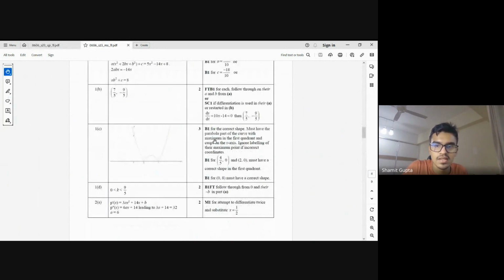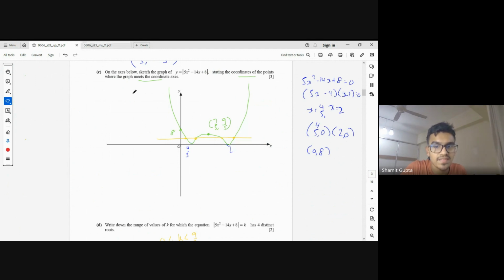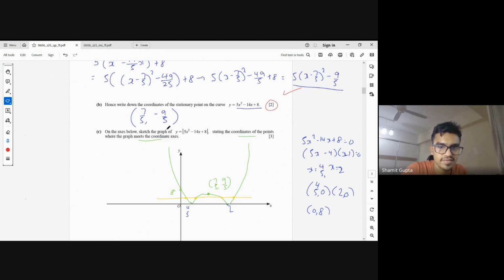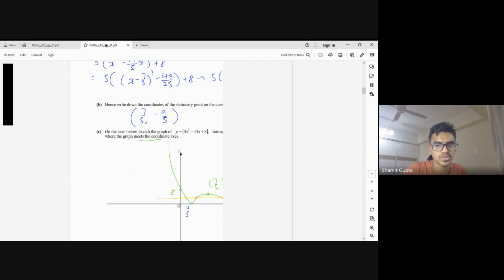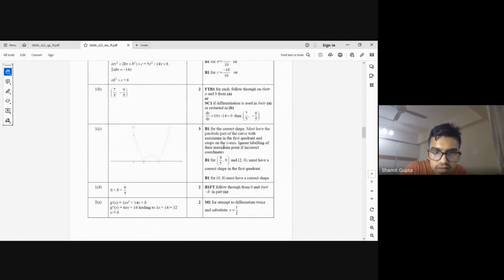A graph like this. Correct shape must have the parabola path of the curve with maximum in the first quadrant. Maximum in the first quadrant, yes. And this one you have to be careful, because you had 7 over 5, negative 9 over 5. That's in the fourth quadrant. So the modulus of it should be in the first quadrant. And cusps on the x-axis. What's cusps? Let me just Google that. Cusps meaning: a point of transition between two different states.